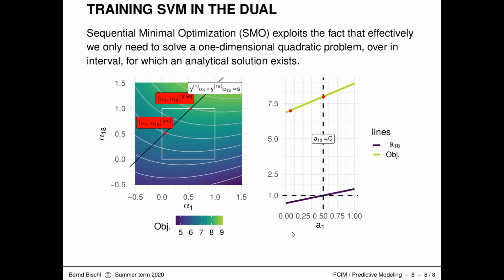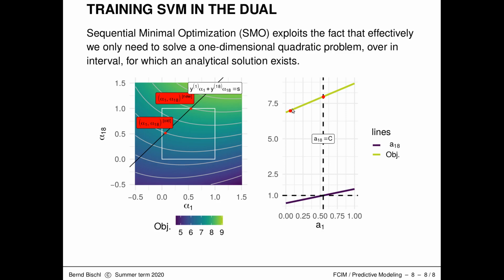And here on the right hand side, I have visualized the thing again. So here you can see our alpha 1 on the x-axis, and our alpha 18 here in the blue line. So you can see if we increase alpha 1, we also increase alpha 18. And here we have marked the point where alpha 1 is still okay, it's 0.5, but alpha 18 has already become C.